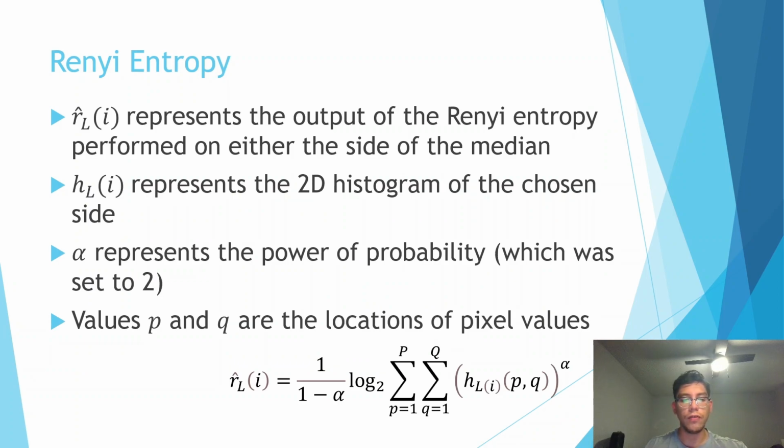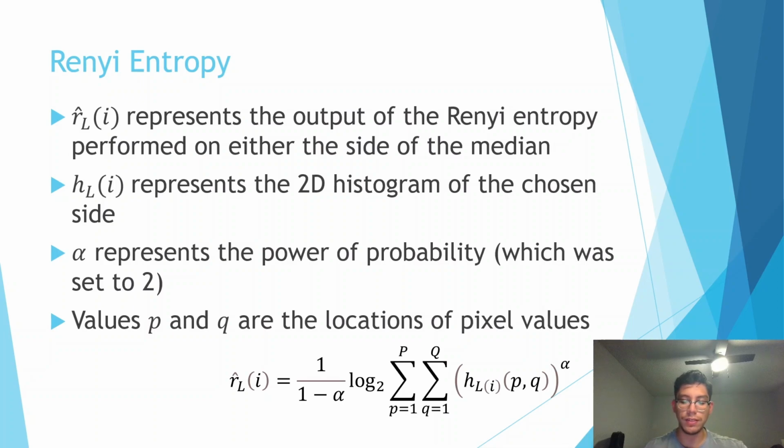where the R variable represents the output of the Rényi entropy, and they split the histogram data up between two halves, with the median value in the middle. And so this would be performed on both halves of the data. The H sub L represents a 2D histogram, the chosen side. The alpha variable represents the power probability, which was set to 2 in this case. And the values of P and Q are the locations of the pixel values.